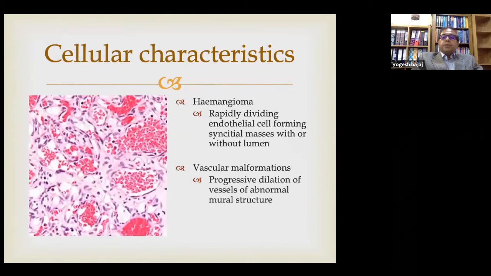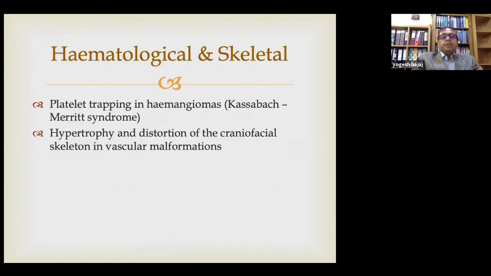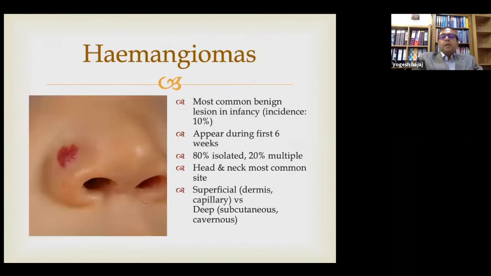So histologically, again, vascular malformations are dilated blood vessels, while hemangiomas are rapidly dividing endothelial cells. They can have hematological and skeletal issues if these are large lesions, so be aware. So hemangiomas actually are very, very common. Rather, they are the most common benign lesion in infancy.